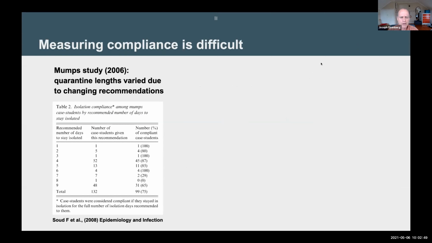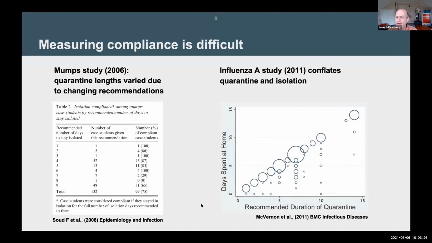So the second piece is that measuring compliance is difficult. As we see in a few of the studies that we've looked at, for example, this mumps study, where in the midst of this one single outbreak, the recommended quarantine length varied throughout the outbreak. Right? It started at 4, went to 9, back to 4. And so this compliance information is confounded by these changing quarantine length recommendations during that outbreak.